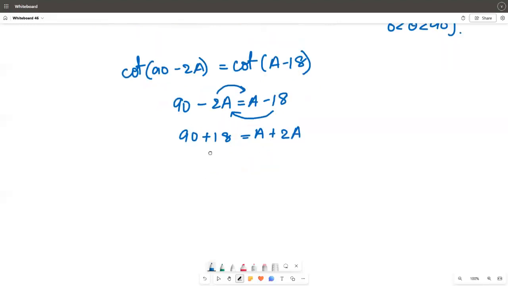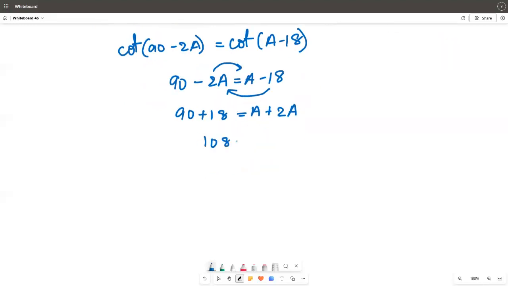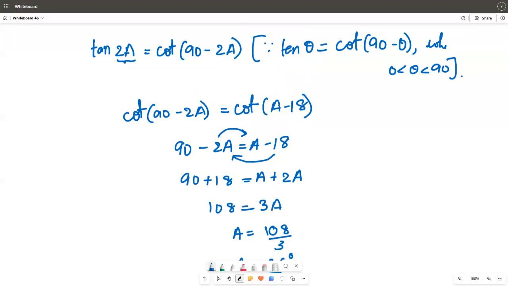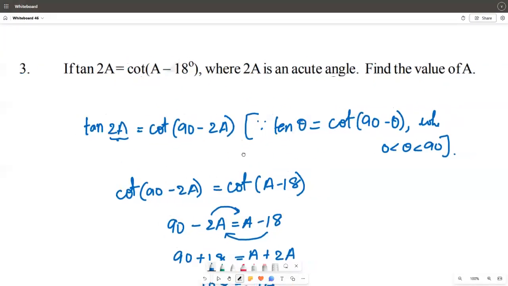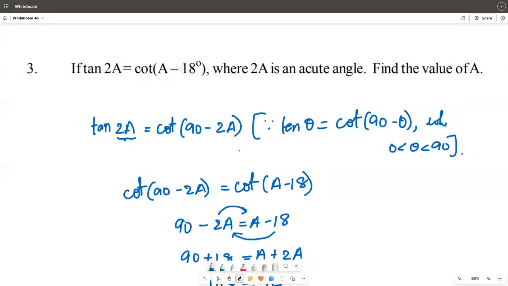Now, 90 plus 18 is equal to 108, and A plus 2A is equal to 3A, therefore A will be equal to 108 by 3, which is equal to 36. That's it. A is equal to 36 degrees. So if tan 2A is equal to cot (A minus 18 degrees), where 2A is an acute angle, then the value of A is equal to 36 degrees.